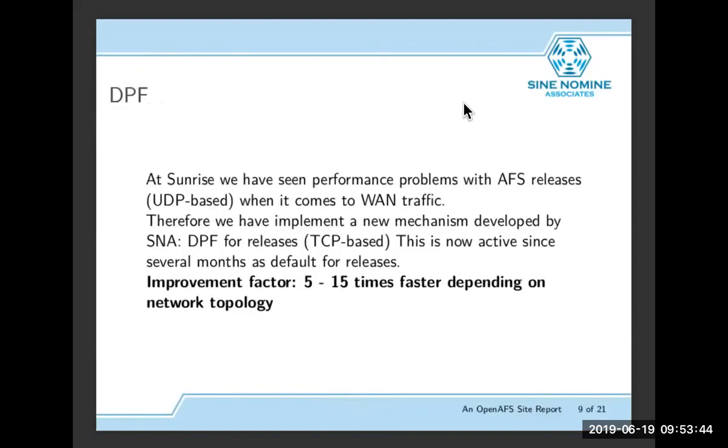And the other technology we mentioned here was DPF. So this year, at Sunrise, we deployed DPF, which allows us to use TCP/IP for volume releases. So we can do volume releases over TCP/IP, and that significantly improved performance over wide area networks. For example, releasing volumes from Europe to North America, we can get 5 to 15 times performance improvements for that.